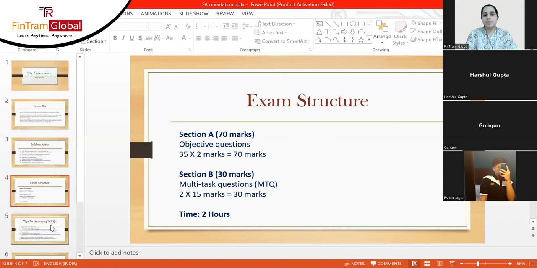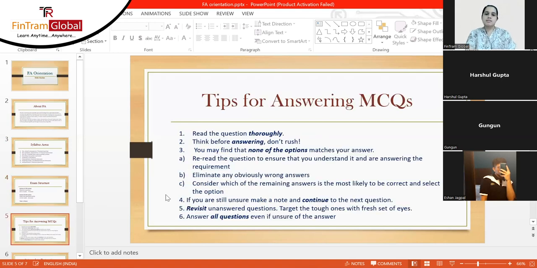So that's why here are some tips for answering MCQs. Firstly, you need to read the question thoroughly. Sometimes we look at a question and feel, okay, this is something I've done previously, this is on the same line, so I feel that would be the answer, and you just go ahead and do that. You should never do that. Always read the question thoroughly and fully.